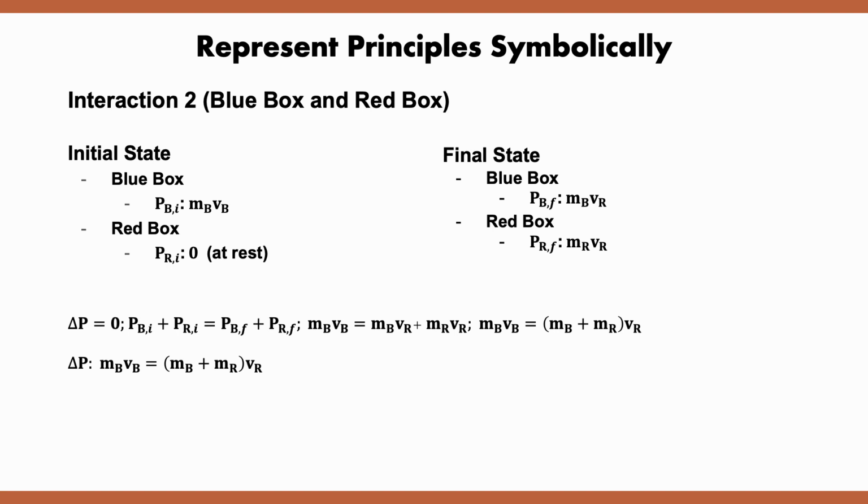However, after the collision, the two boxes are now moving together. This means they have the same velocity, which is shown as vr. The only difference could be their masses, so the final momentum of the blue box is mb times vr, and the momentum of the red box is mr times vr, where mr is its mass. Since the change of momentum is zero, pi equals pf. This gives mb times vb equals mb plus mr, together times vr.